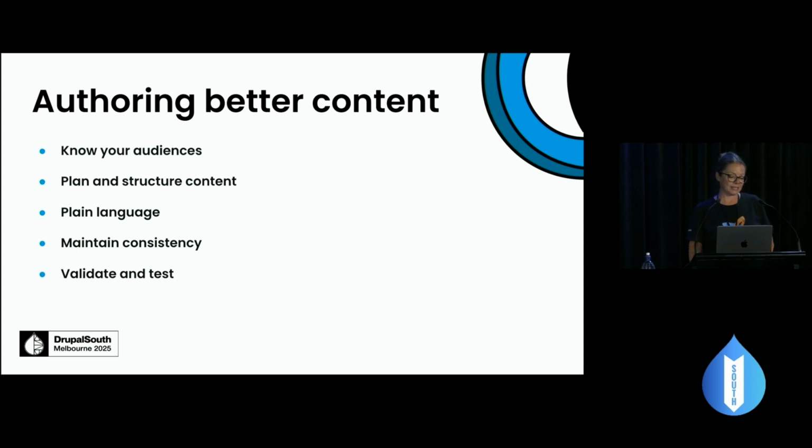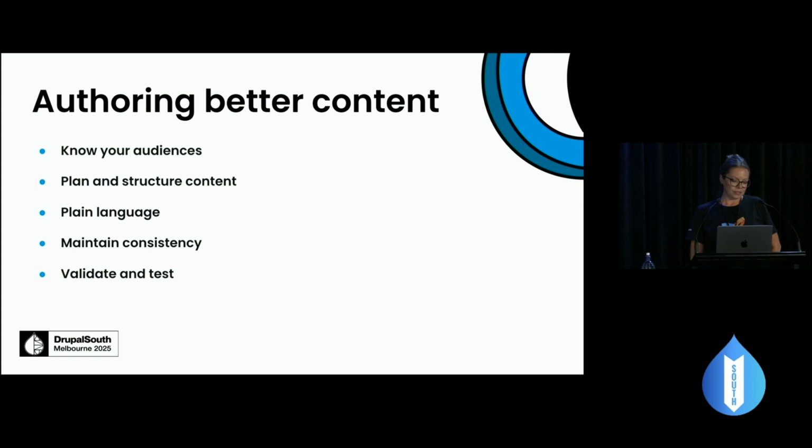We've got know your audience. So government websites serve diverse user groups, including people with varying literacy levels, cultural backgrounds and abilities. And it's crucial to understand your audience's needs and expectations early on in the process.